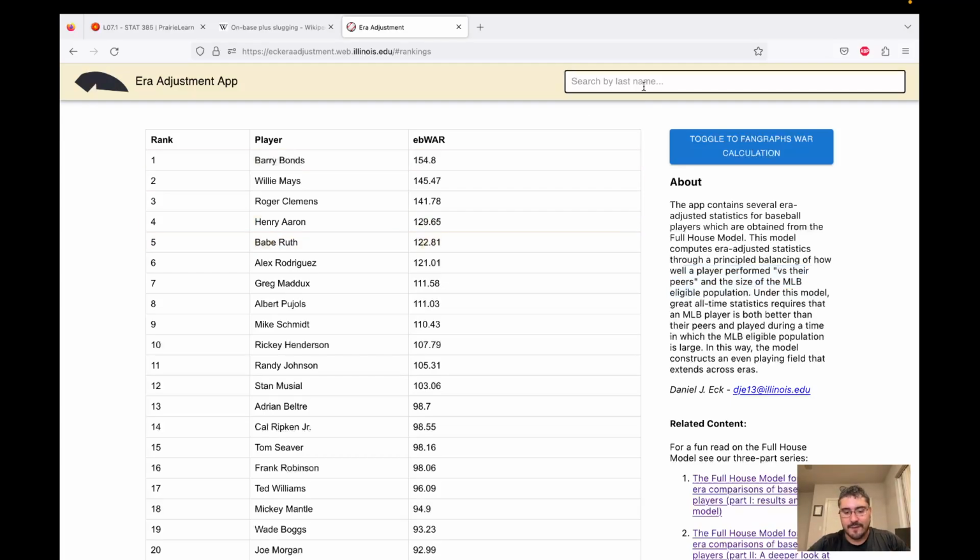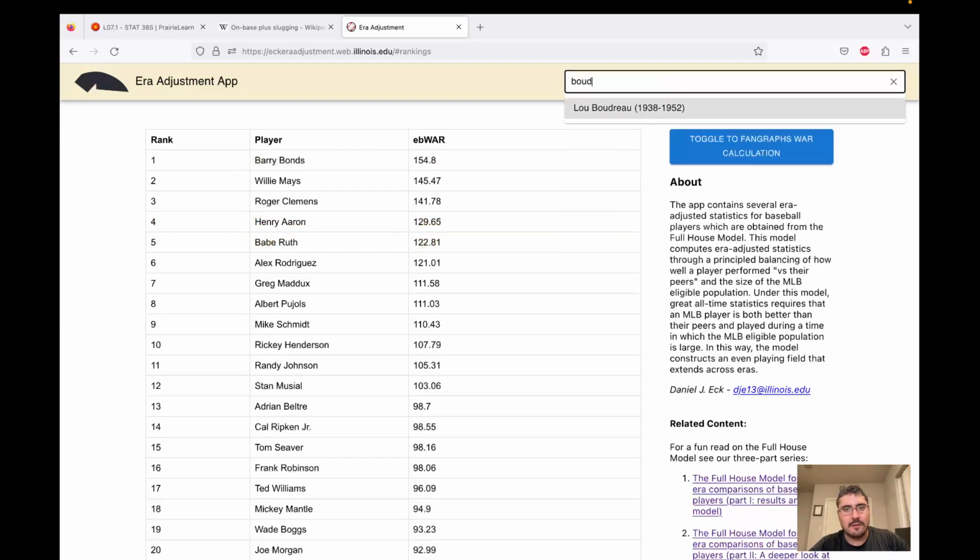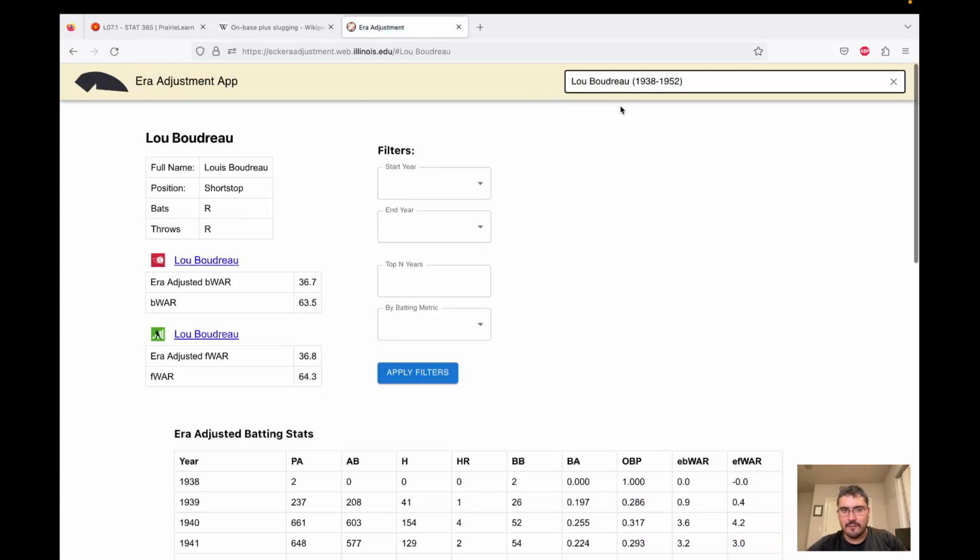So on this version, if I type in Shufflefoot here, it should go to his page. Did the website time out? Okay, and so we saw his wins above replacement at roughly 63.5. Our thing gives him 36.7.